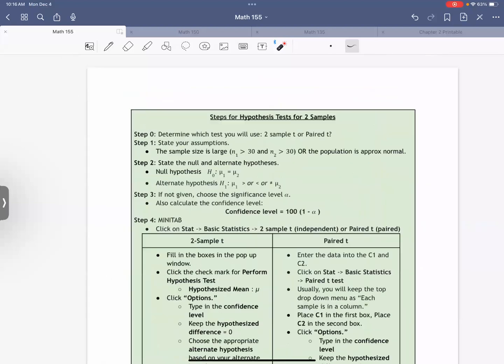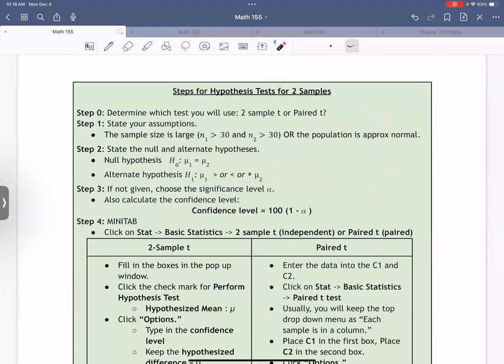I do have a list of steps for doing these. I don't really know if they're that helpful, but I like step-by-step instructions. I think they're useful to me at least. Before you do a hypothesis test, the first thing you're going to do is determine what test you're going to use. Do I have independent samples? Do I have paired samples? If it's independent, use the two sample t-test. If it's paired, use the paired t-test, okay?